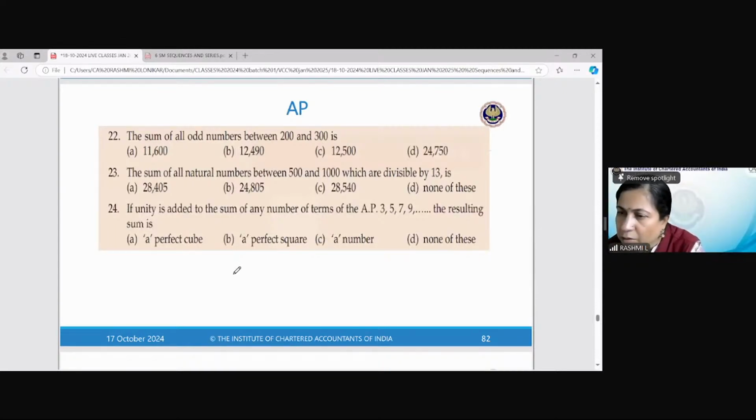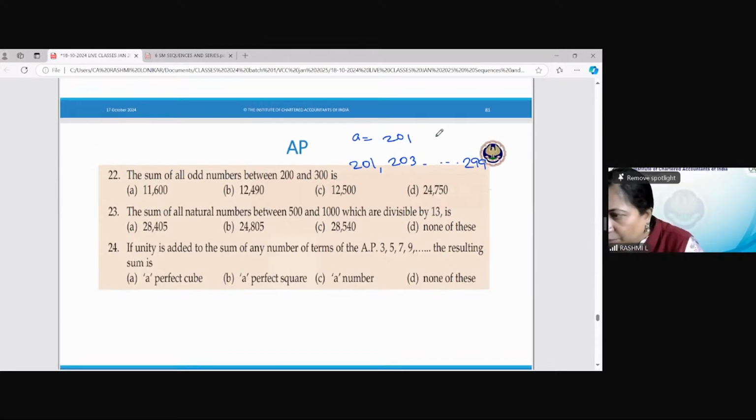ओके. The sum of all odd numbers between 200 and 300 is. यहाँ पे पहला ऑड नंबर क्या होगा? 201, फिर हो जाएगा 203 और लास्ट क्या हो जाएगा? 299. ठीक है, तो इसको हमको ऐड करना है. तो हम इसमें ए कितना है मेरा? 201. डी कितना है? 2. इस तरह से करके हमें ऐड करना है.